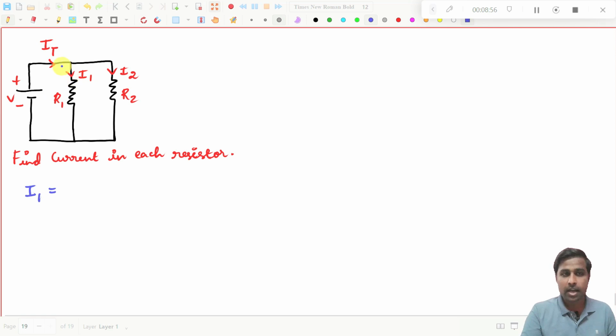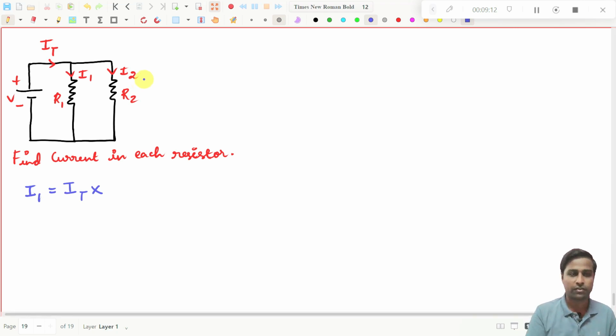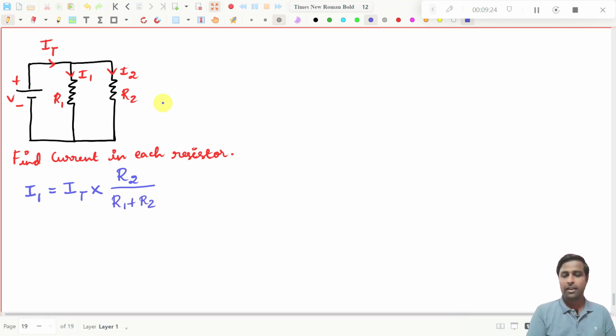I have to get the total current IT into the opposite resistor value here. It is not like the voltage division rule. This is slightly different from the voltage division rule. Here it is the opposite resistor divided by the total resistor. What is the total resistor? R1 plus R2. That's all. You will get R1 plus R2. Right? You have to apply it like this.